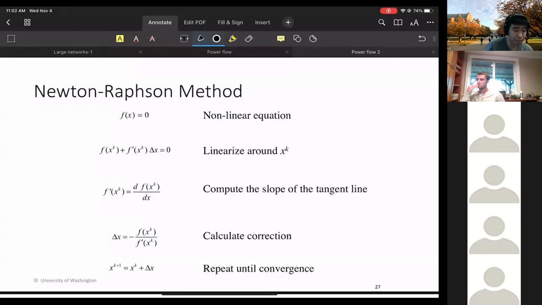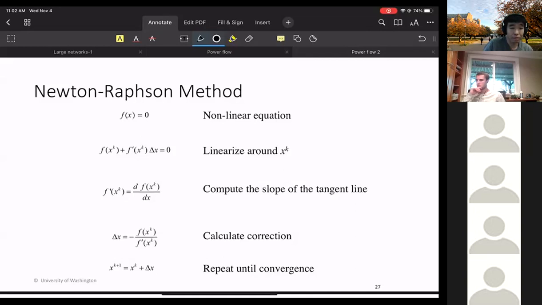Any questions about the single variable Newton-Raphson before I go to more than one variable? Can you make a negative guess? Yeah, you can make a negative guess. For example, you're solving the power flow, the angles are there, and this could be negative. So you can. None of this requires anything to be positive.